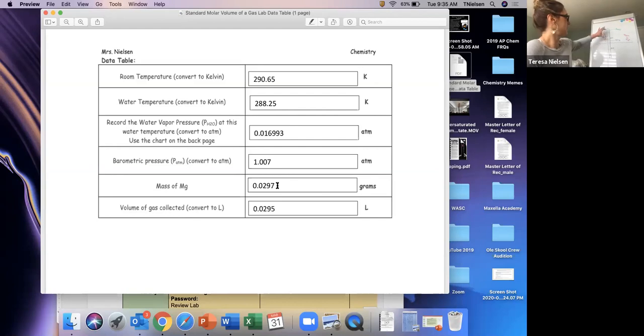And then when he actually did this lab, the volume of hydrogen gas that he collected was 0.0295 liters or 29.5 milliliters.